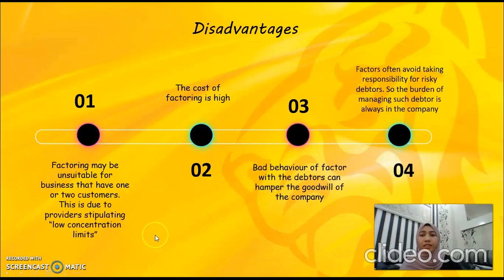And for the disadvantages, factoring may be unsuitable for businesses that have one or two customers. This is due to providers stipulating low concentration limits. For the second, the cost of factoring is high. And third, bad behavior of the factor towards the debtor can hamper the goodwill of the company. And for the last one, factors often avoid taking responsibility for risky debtors, so the burden of managing such debtors is always on the company.